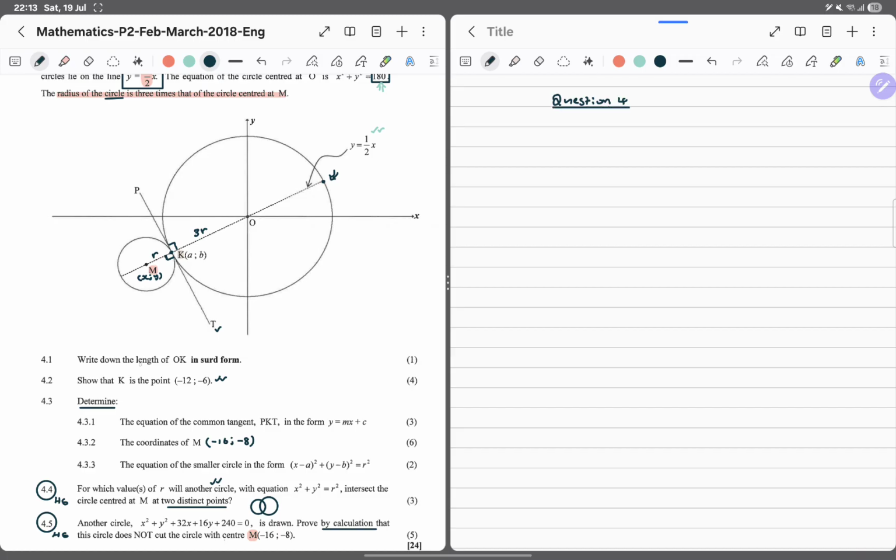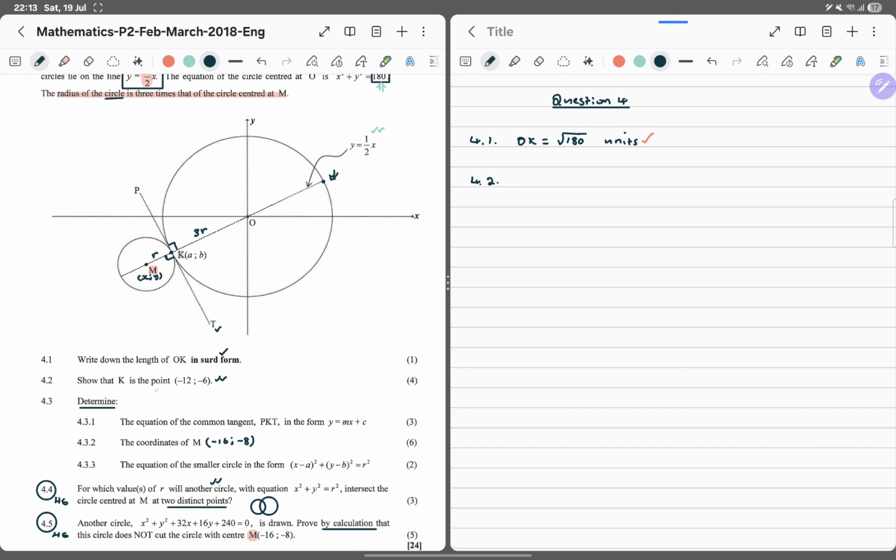Right, so we were told to write down the length of OK in surd form. So this is easy. 4.1, we know that OK is the radius of the bigger circle. So this is going to be the square root of 180 units. Please do not forget the unit of measurement for a distance. Easy. Question said write down, so no need to show any reasoning behind it.